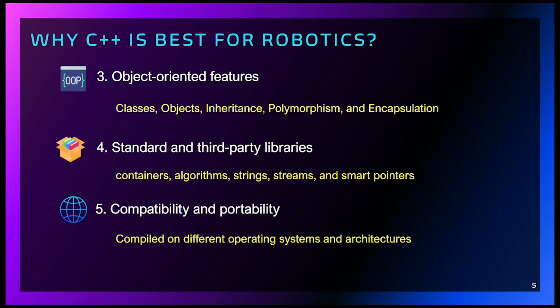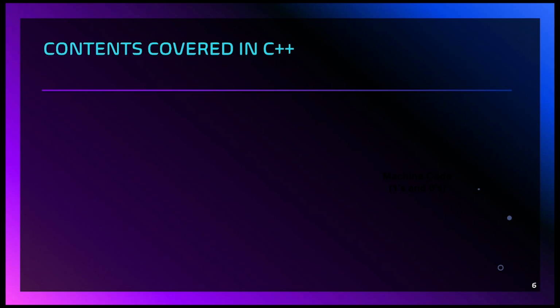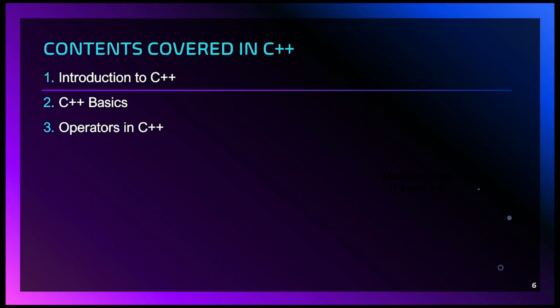Up next, the contents covered in this tutorial series. Introduction to C++, so we get to know an overview of C++, its features, and why it's a powerful language for robotics. C++ basics. You will learn the fundamental elements of C++, including variables, data types, and input-output operations.